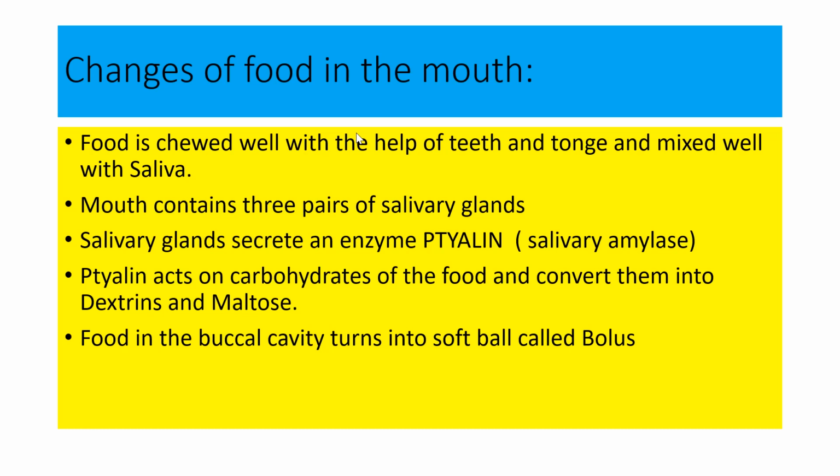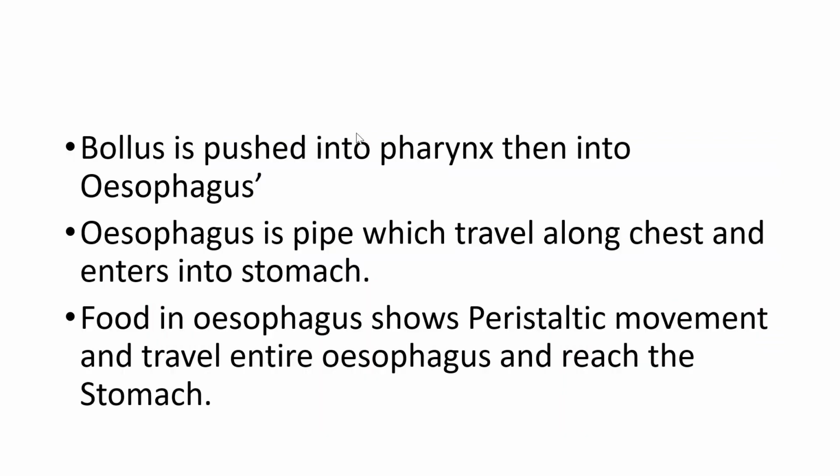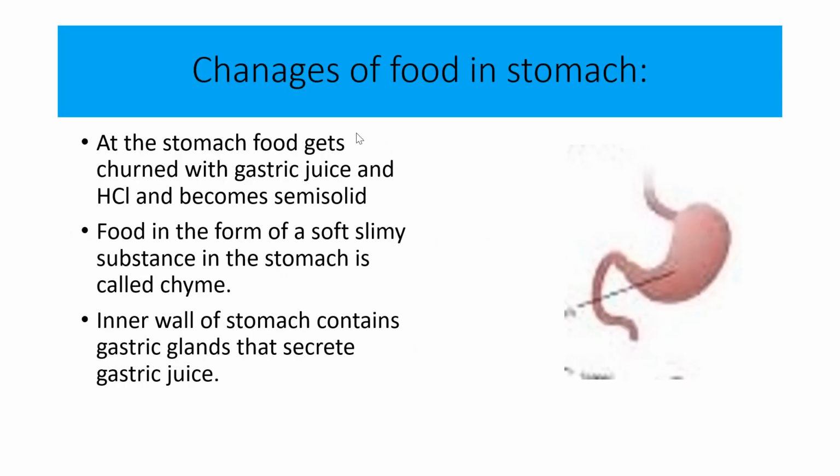The tongue helps in mixing the food and pushing it into the next part. The lower jaw also helps in the whole process. The food in the buccal cavity turns into a soft ball called bolus. This bolus is pushed into the pharynx, then into the esophagus. The esophagus is a pipe which travels along the chest and enters the stomach. Food in the esophagus shows peristaltic movements. It is a wavy movement that travels the entire esophagus and reaches the stomach.